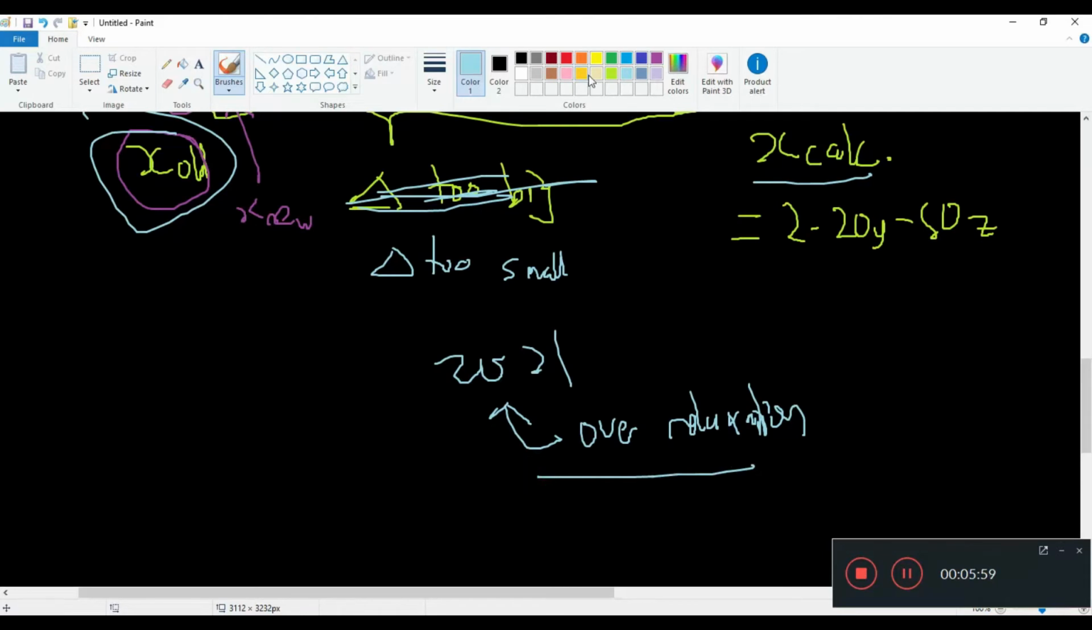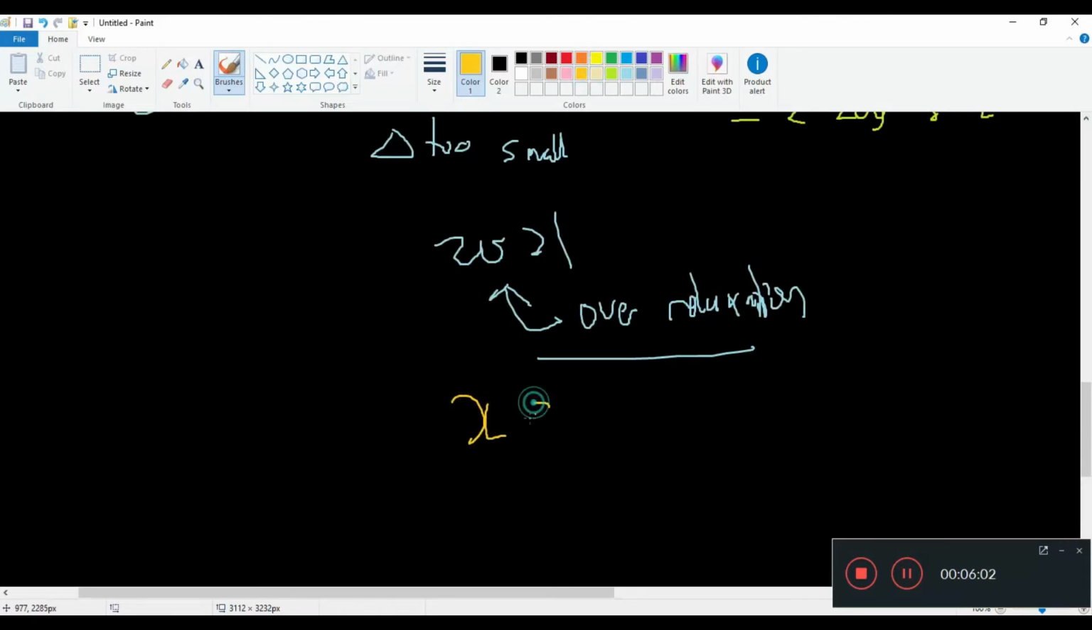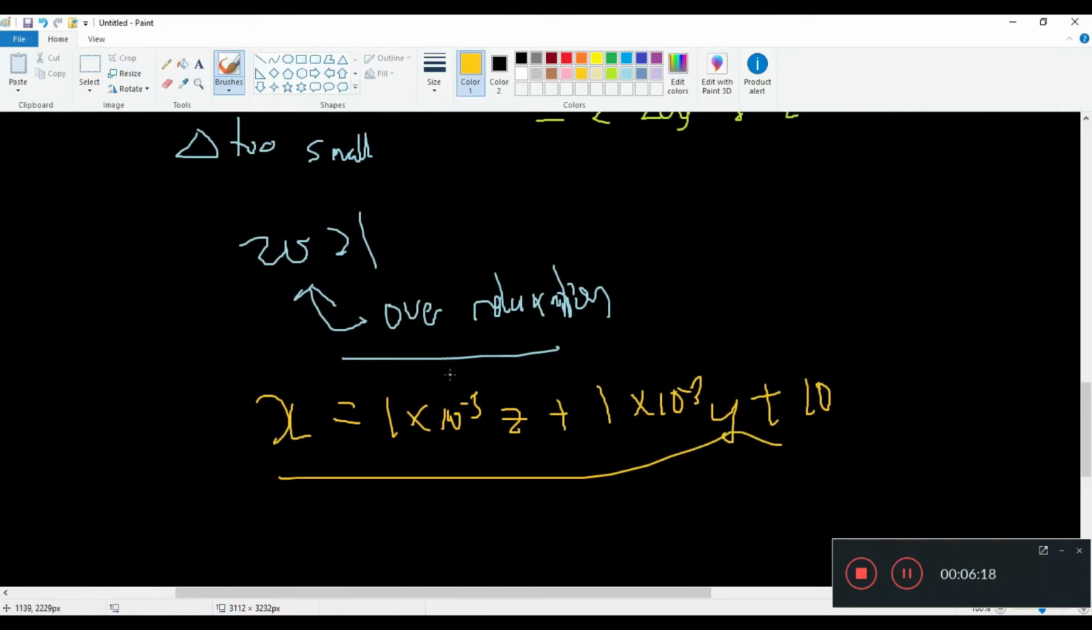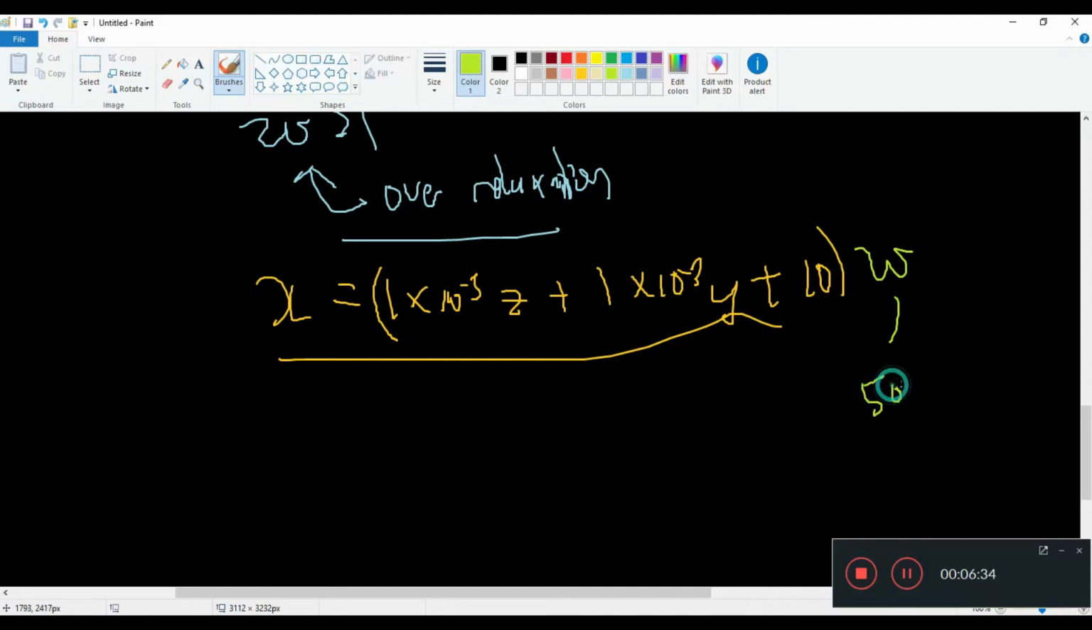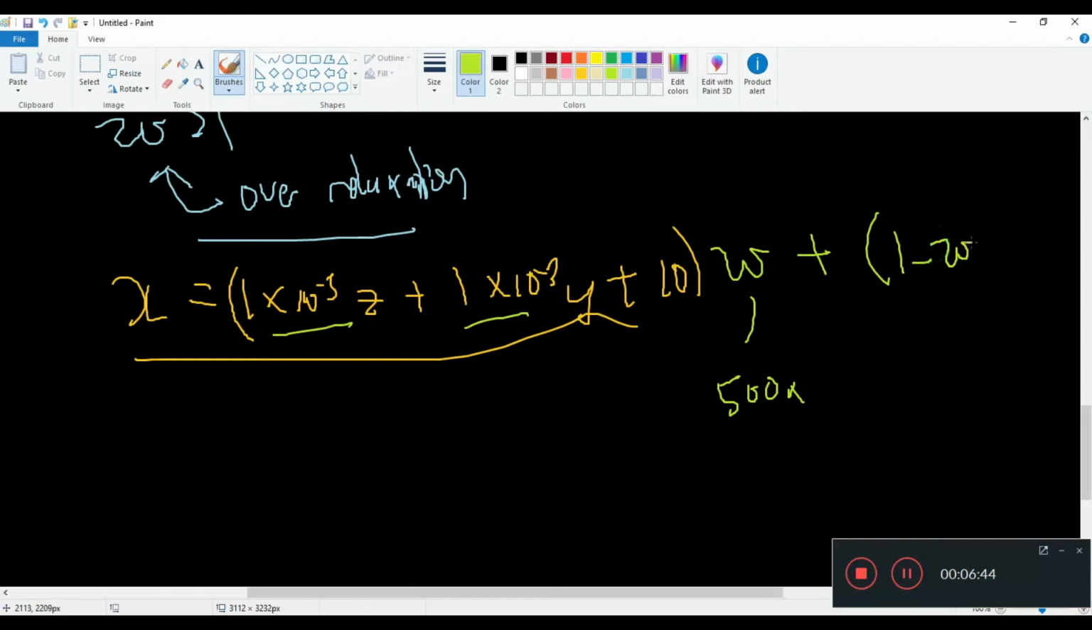Now, where is this suitable? Let's say you have an equation like this: 1 times 10 to the minus 5 z plus 1 times 10 to the minus 3 y plus 10. This is a very, very stable equation. You see all these factors are so small, so you can afford to give these little coefficients a boost. You can say that omega here, let's say you multiply it by 500 times, and it will still be okay because the coefficients here are still less than 1. Then you have your 1 minus omega x old.